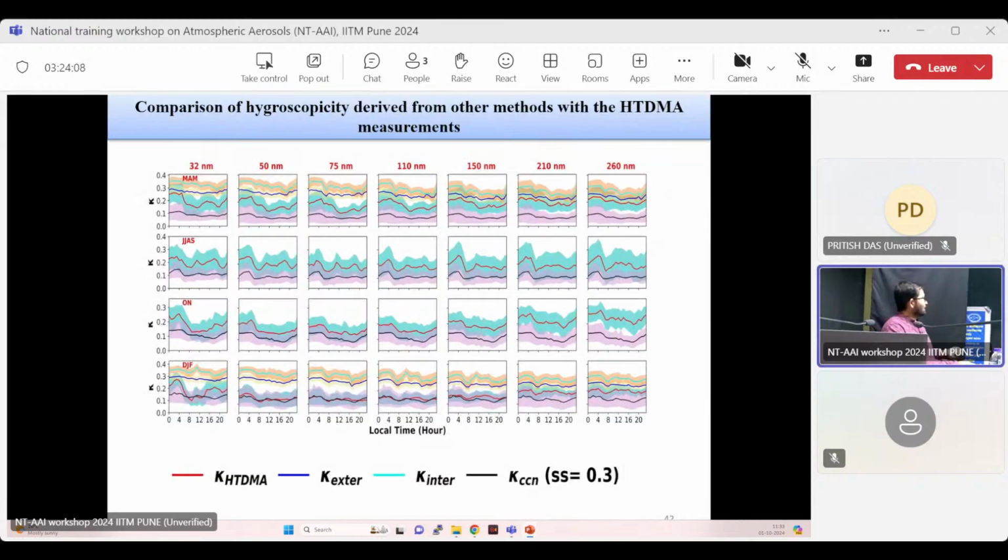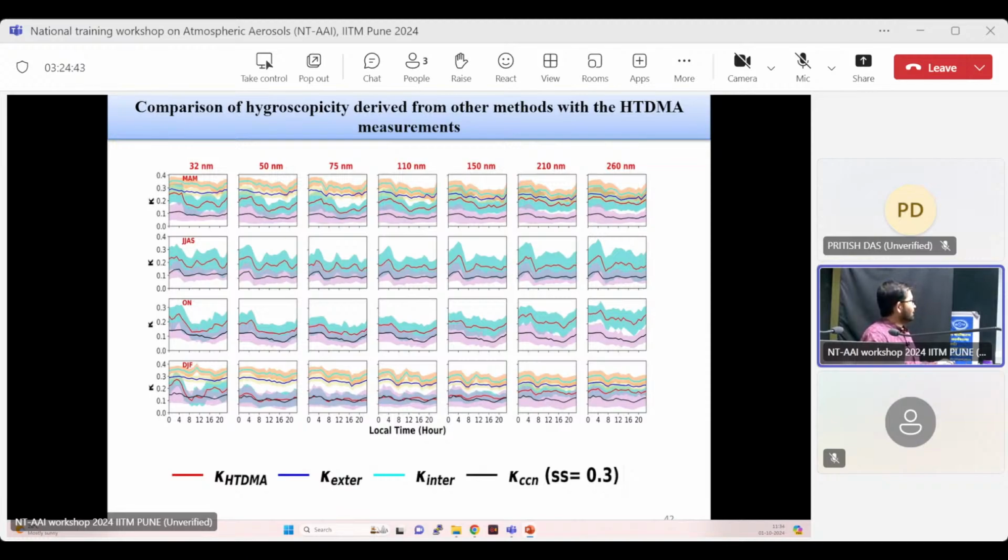So in this slide, we try to compare what I have explained with all these slides. We have tried to estimate kappa directly from the H2DMA through internal and external mixing, utilizing the chemical information from EMS, and from CCN as a bulk kappa. If you can see here, the externally mixed and internally mixed kappa, the light blue and the deep blue one, always tend to overestimate as compared to the red one. The red one is the actual hygroscopicity.